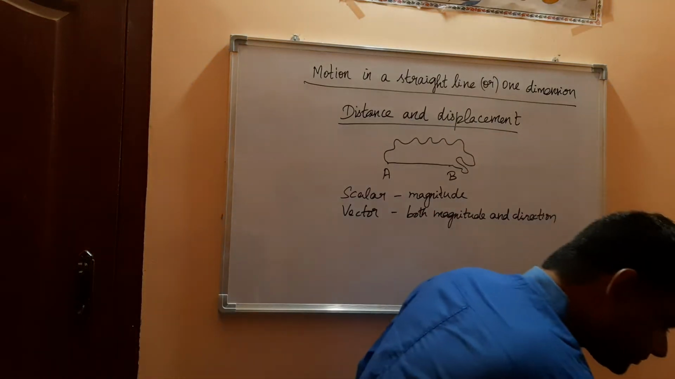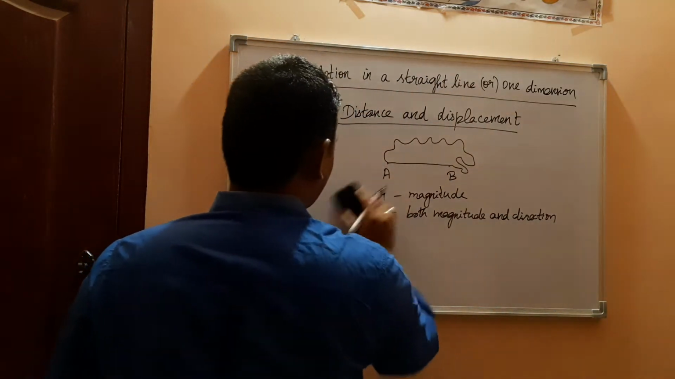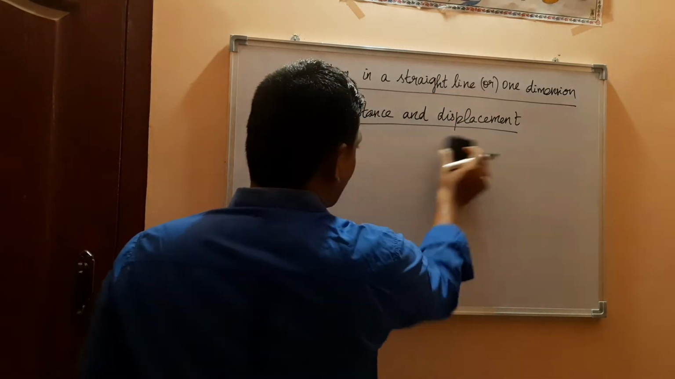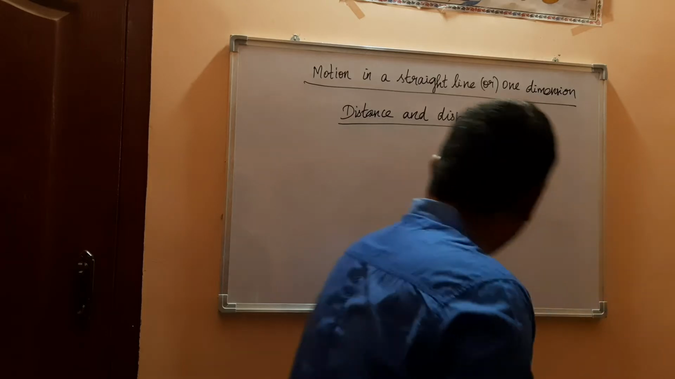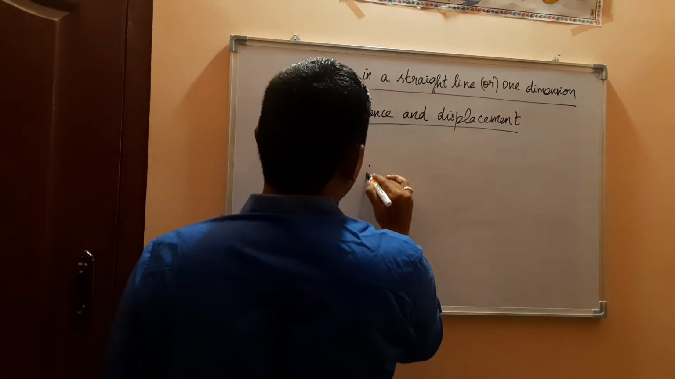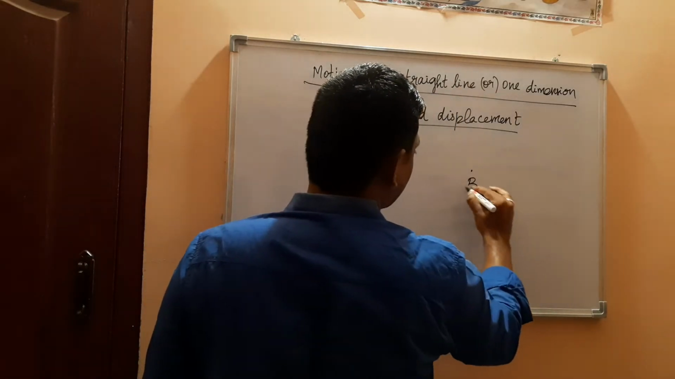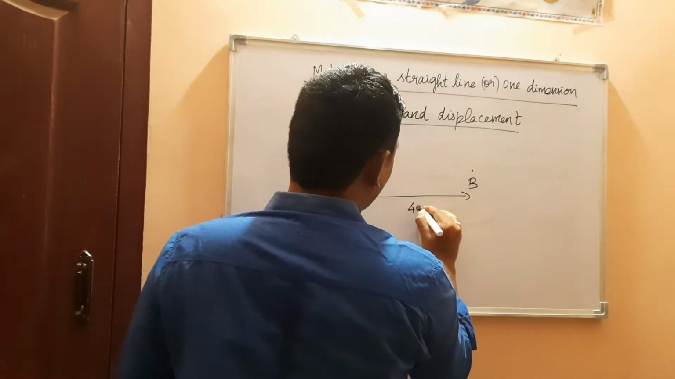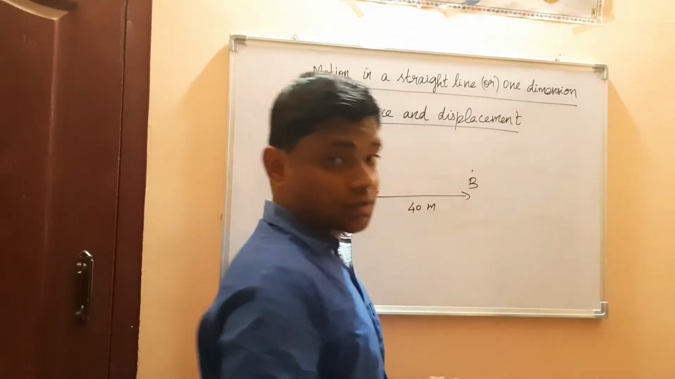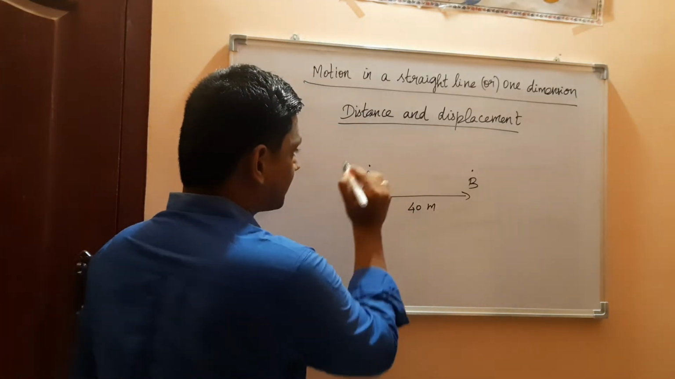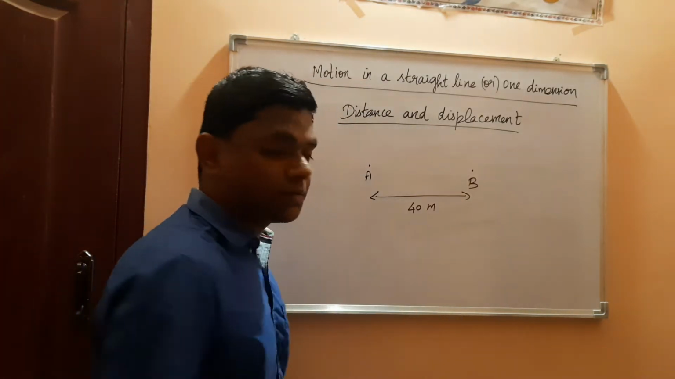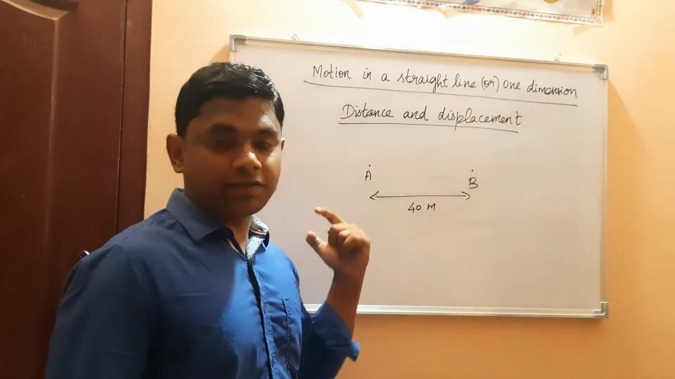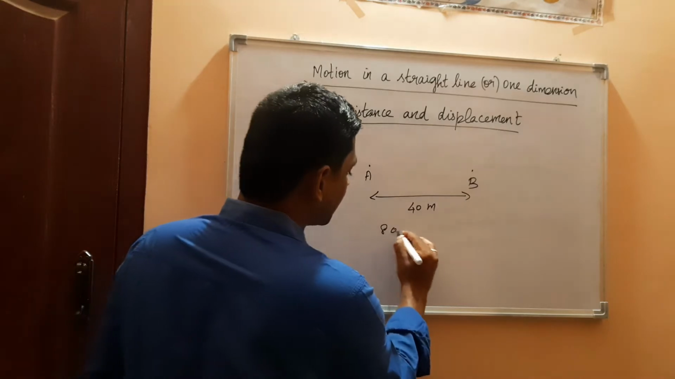For example, once again I take this example, A, here B. These two points are, for example, 40 meters apart. If an object starts here and it reaches B and then it comes once again to A, it has traveled a distance of 80 meters in total.